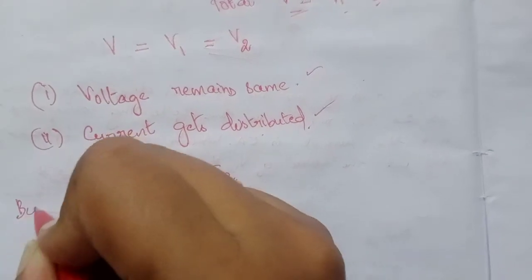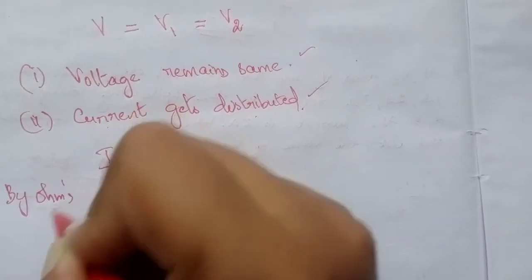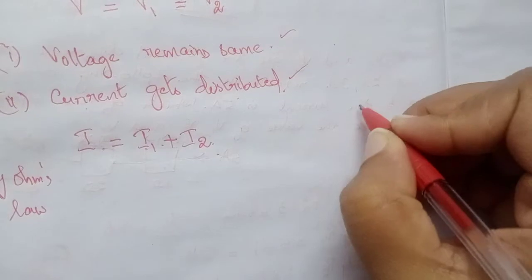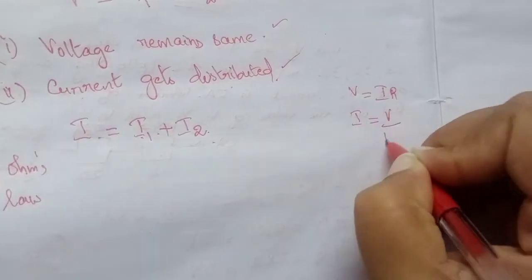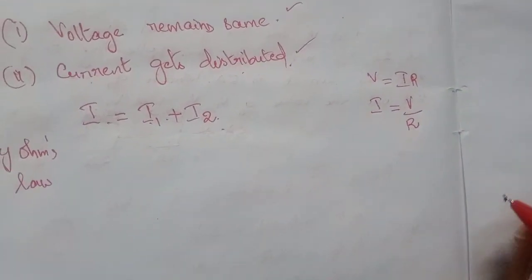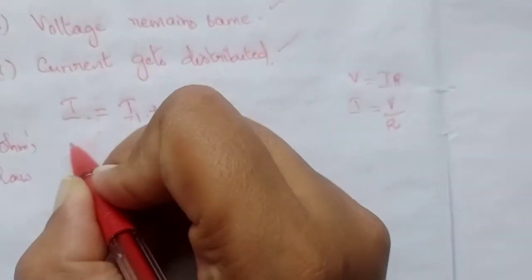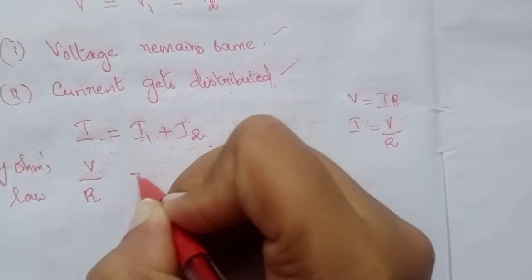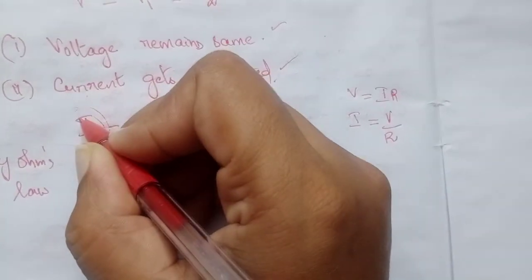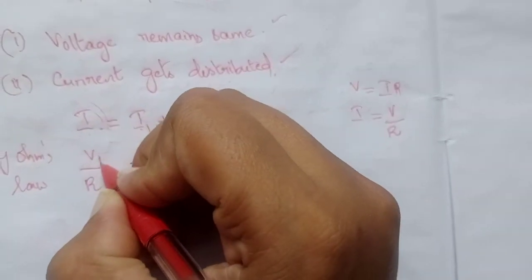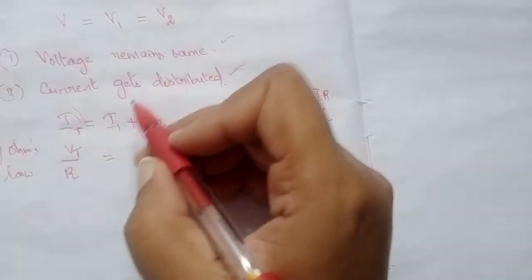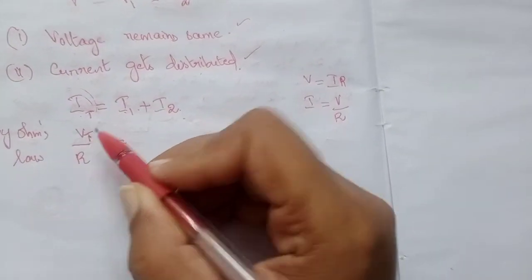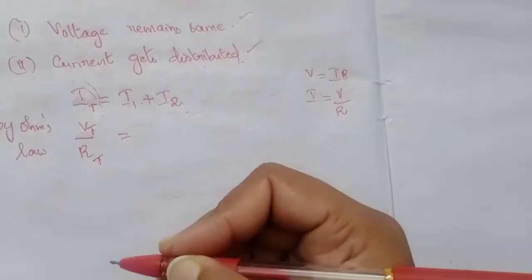So we know by Ohm's law, V is equal to I into R, or we can write I is equal to V by R. So instead of I, what can I write? I can write V by R. This I represents the total current, so I am writing IT. IT represents the total current. Here I am writing VT, meaning the total voltage, and RT, meaning the total resistance.